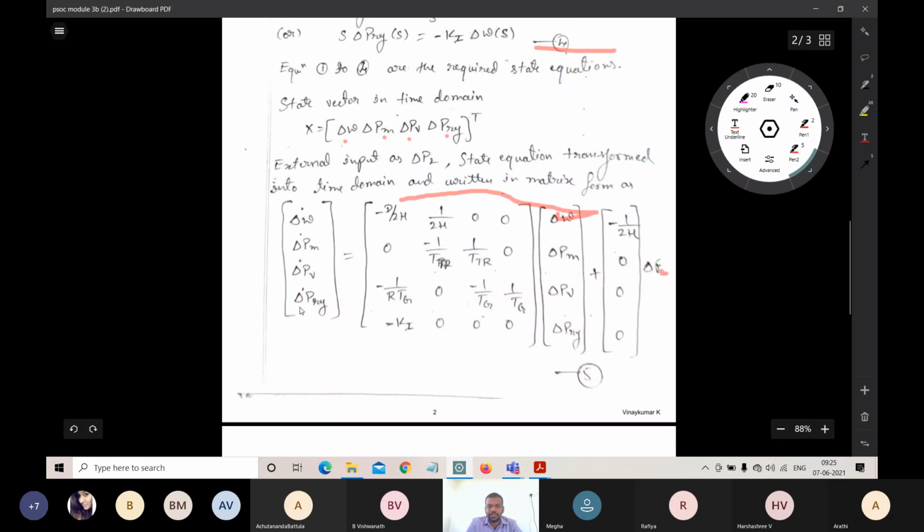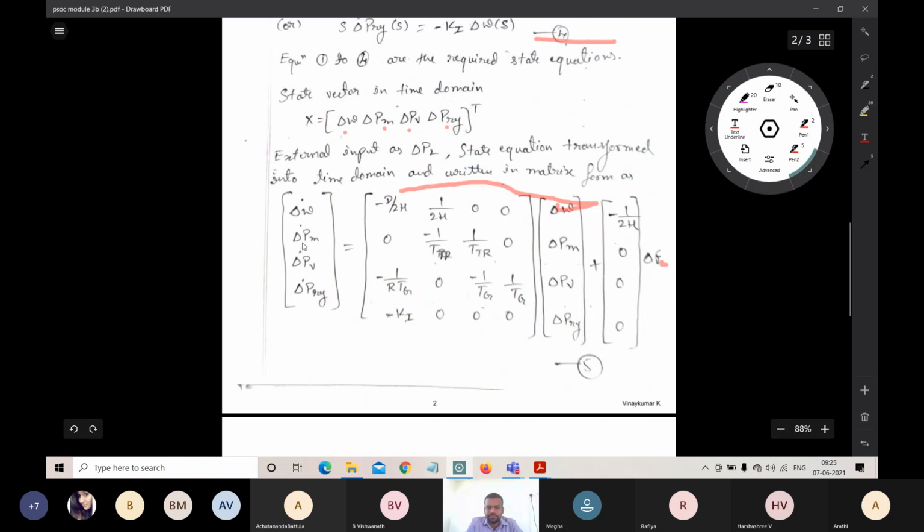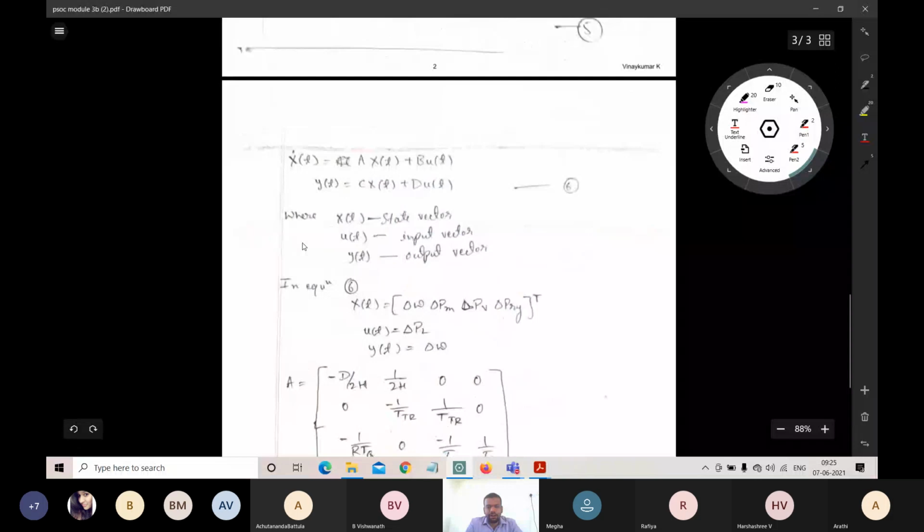Delta p reference is written as delta p reference dot, which is nothing but s delta p reference. Similarly for the others. So x dot of t is equal to Ax of t plus Bu of t. These are the state equations, state variable equations. You solved these types of equations in your M1 or M2, common differential equations.